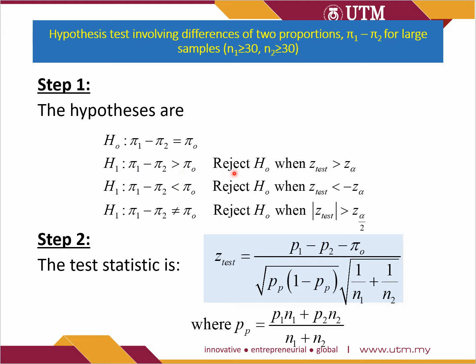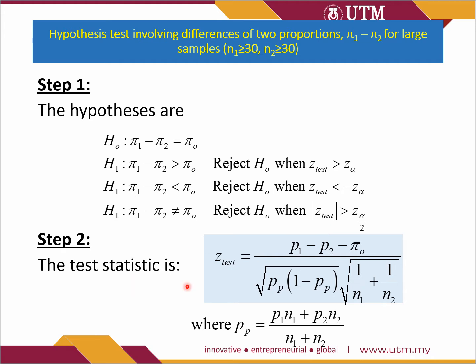So we will reject H naught when the Z test is greater than Z alpha. And for the alternative hypothesis that is less than π naught, we will reject H naught when Z test is less than minus Z alpha. And the last one is for the alternative hypothesis for the difference of two proportions that is not equal to π naught. We will reject H naught when the modulus of Z test is greater than Z alpha over 2.